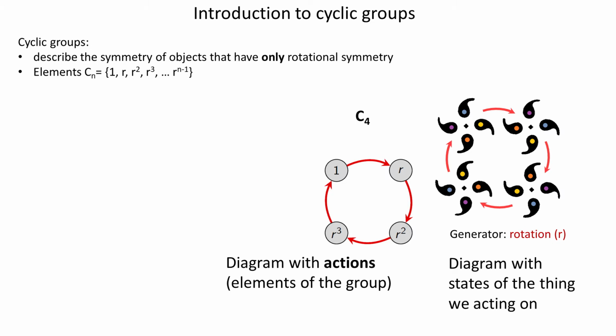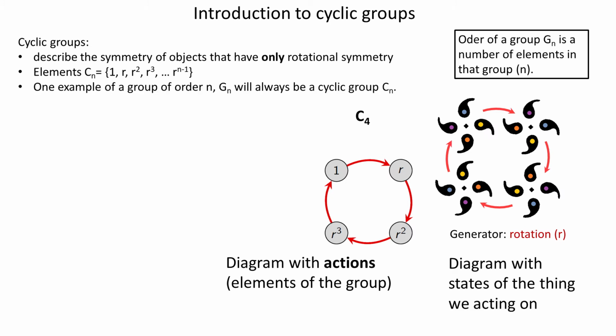In general, the Cn group has the elements 1, R, R squared, all the way up to R to the power n-1. So C6 will have 6 elements, C5 will have 5 elements. Of course, the value of R in these two groups is different. In the case of C6, it will be 60 degrees. In the case of C5, it will be 72 degrees. To sum up, one example of a group of order n, Gn, will always be a cyclic group Cn. The order of a group Gn is simply the number of elements in that group, n.